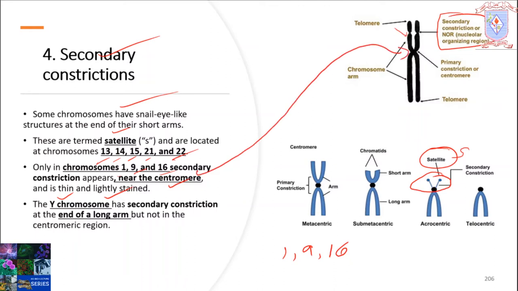And the Y chromosome has a secondary constriction at the end of the long arm. In the case of the Y chromosome, the secondary constriction is at the end of the long arm, that is the Q arm. Okay.